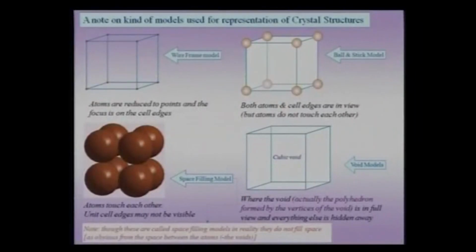The void happens to be a polyhedron formed by the vertices of the void. That is what we are talking about, a void here. We are not actually talking about the real shape of the void, and maybe a little later I will show you how the real shape of the void could look, which is the space between the atoms. And here in this void model, everything else has been hidden away except the void shape, or the polyhedron, which we considered as the void shape.